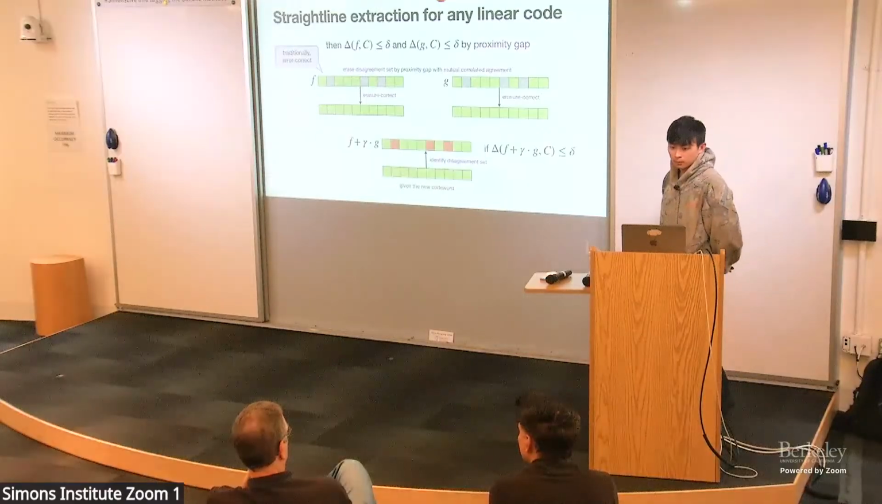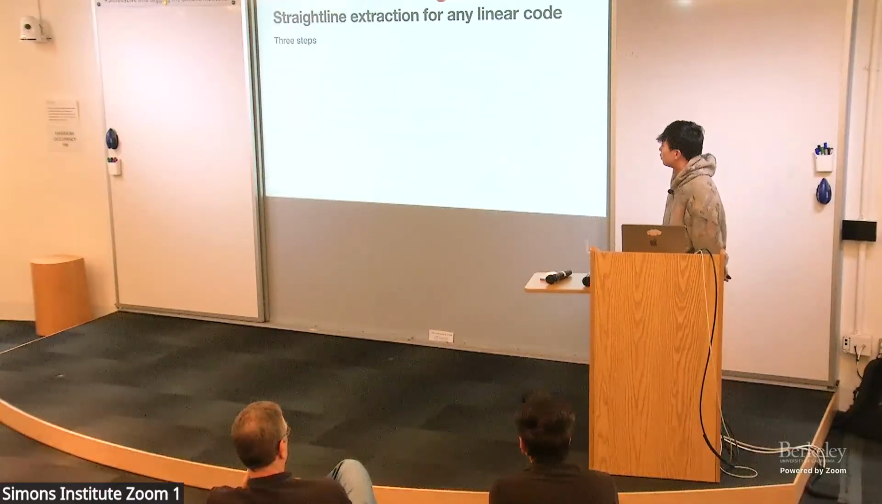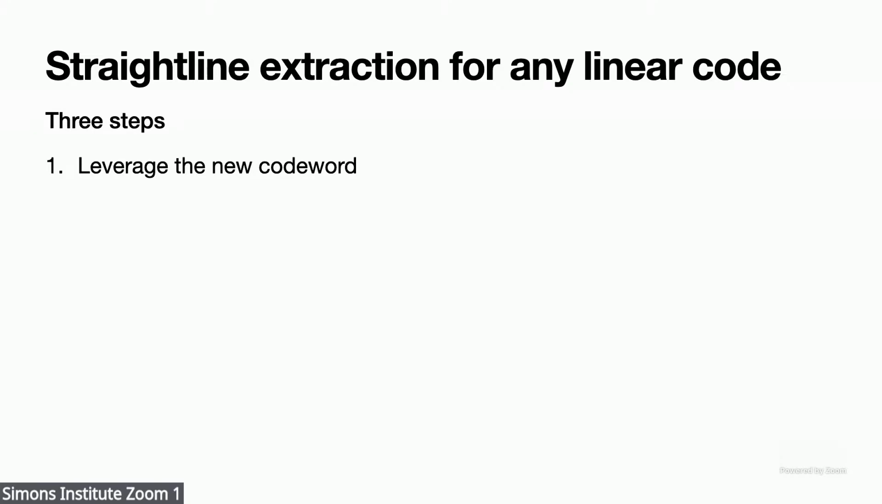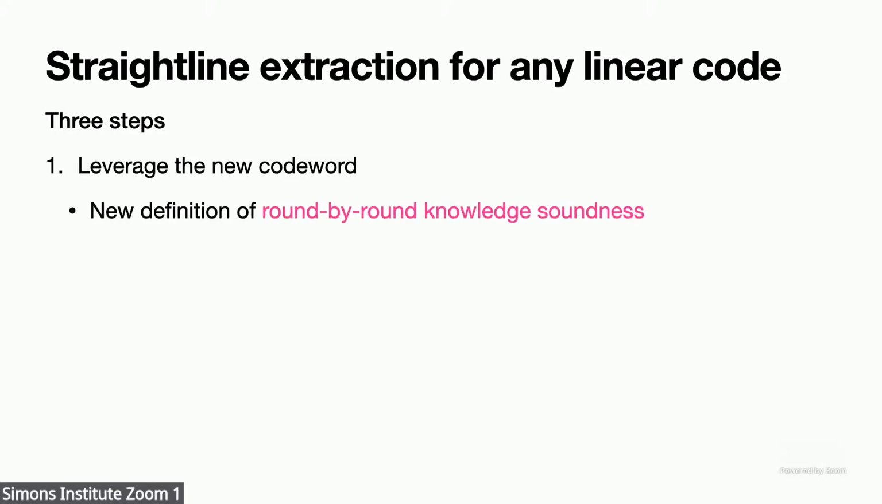Okay. So maybe let me summarize the extraction strategy. Basically, there are 3 steps. First, we need to leverage the new code word, which witnesses the fact that the new output is close to the code. This is not something you have to do when you have an efficient error corrector. In order to do this, we need to redefine round-by-round knowledge soundness, which is a notion of knowledge soundness that is convenient to work with, but unfortunately didn't, at least originally, capture our strategy. So we needed to redefine it. And at least in my opinion, this new definition is probably the right one.